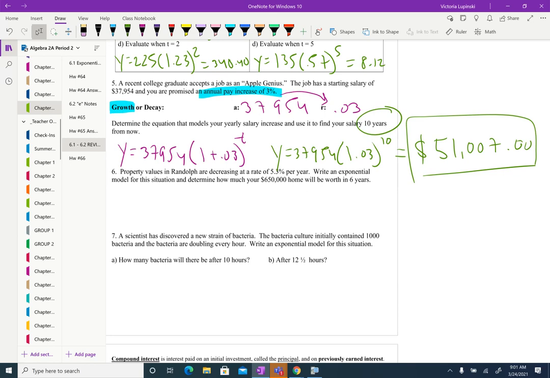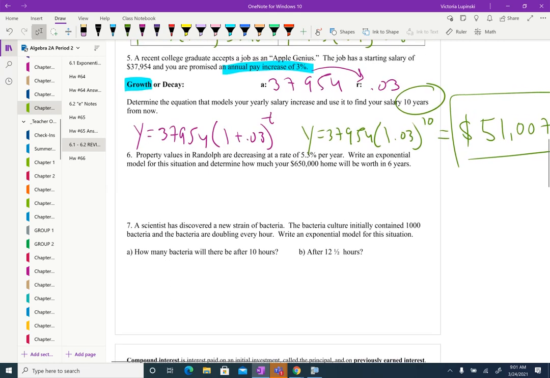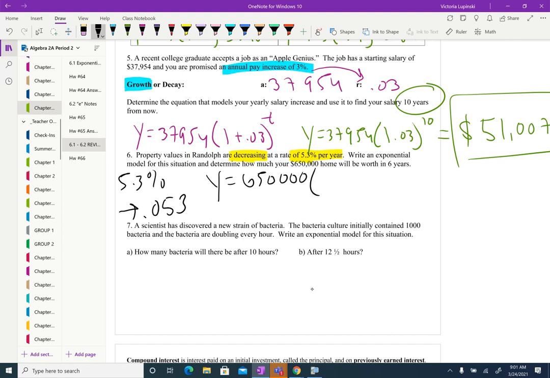How about property values in Randolph are decreasing 5.3% per year? Write an exponential equation and then tell me how much your $650,000 home is worth in 6 years. So first off, a couple things you want to point out here. You're decreasing 5.3%. You have to take 5.3% and move the decimal place 2 to the left to give you 0.053. So y equals 650,000, and because this is decay, you're going to do 1 minus 0.053 to the t.